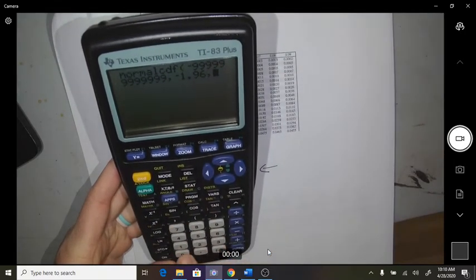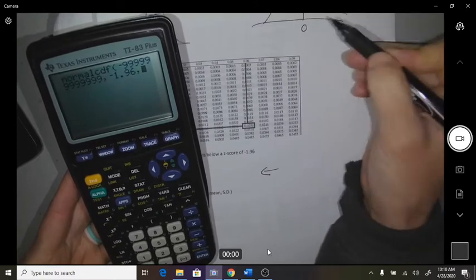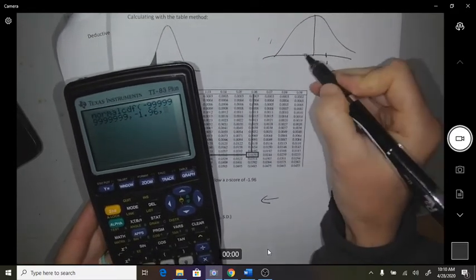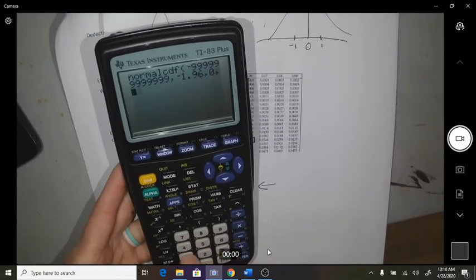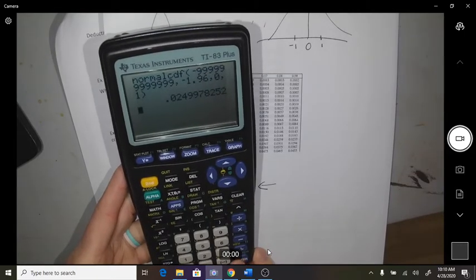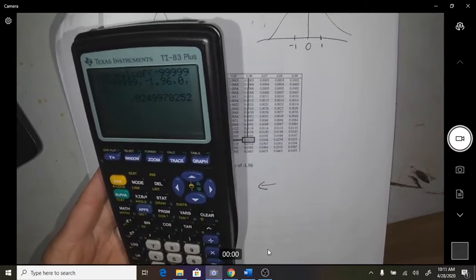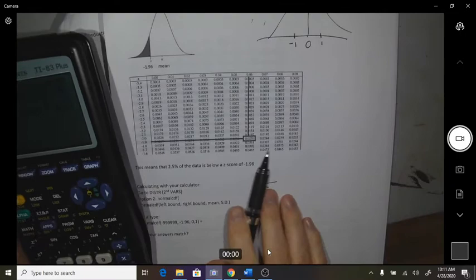Comma the mean. So on a normal curve, your mean is 0, and your standard deviation is 1, right? So comma 0, comma 1. And you get 0.025 essentially. Okay, they're going to be a little bit different because this has to get rounded.